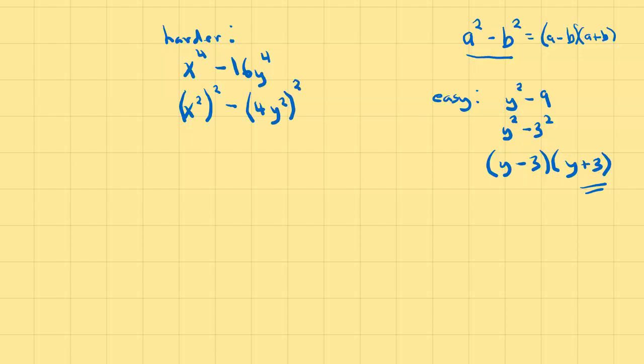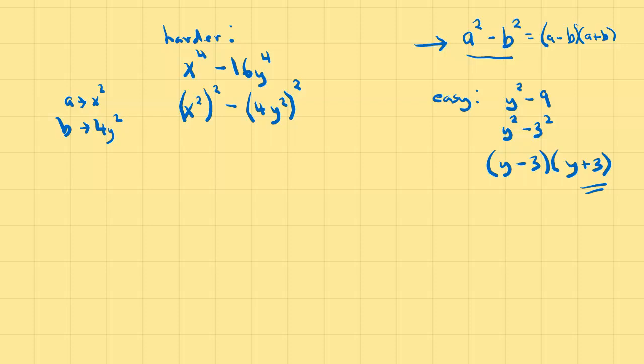Okay? And all of that checks out because 4 squared is 16 and y squared squared is y to the fourth. Okay? So now we can see, if we go back to the formula over here, you want to try to find out what the a and the b are. Well, here the a is the x squared. I'll make a note of that. A is x squared, and b is 4y squared.